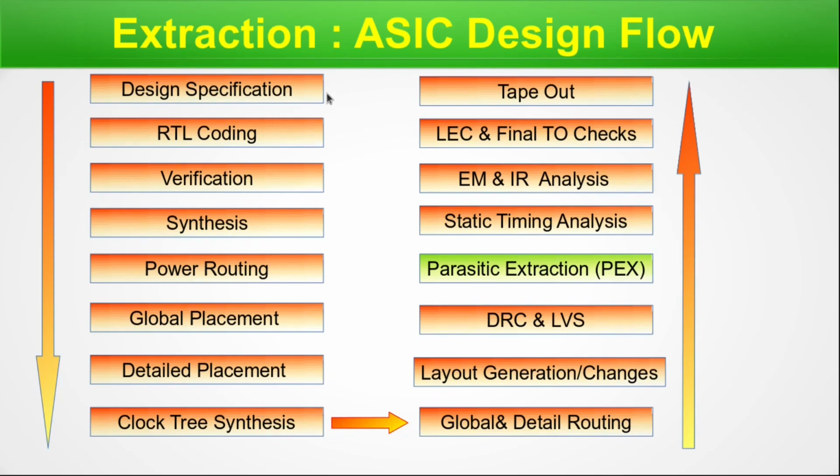Sometimes each of these steps may iterate one more time to eliminate the errors. So multiple times these steps can iterate and reiterate, and finally when we come up to this stage we have consumed a huge amount of time. So at this stage we do the parasitic extraction. This is very crucial for design turnaround time, and at this stage we extract the SPEF.